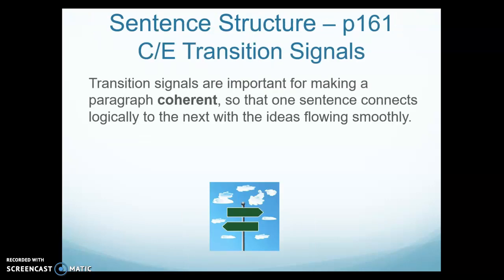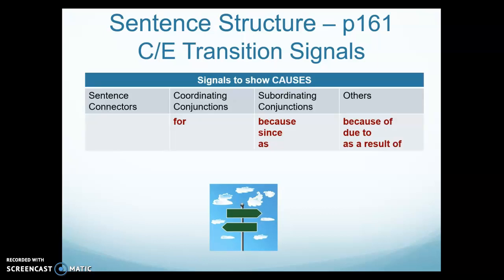Transition signals are important for making the paragraph coherent. What does coherent mean? It means everything makes sense. It sticks together. Coherent, adherent, it sticks together, so that one sentence connects logically with the next, with the ideas flowing smoothly.